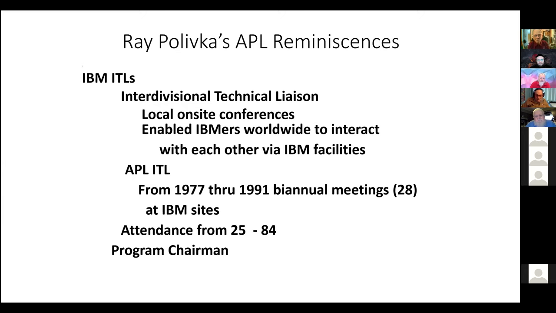And the APL community said, yeah, we'd like to have an ITL also. So an APL ITL group was organized. And this was the only programming language ITL. The rest were hardware oriented. But from 1977 to 1991, we had meetings. We had 28 of them. You were entitled to have two meetings a year. In other words, biannual meetings, at various sites.